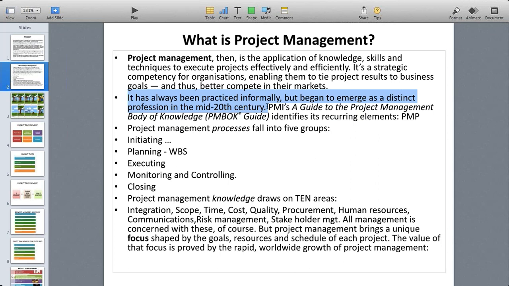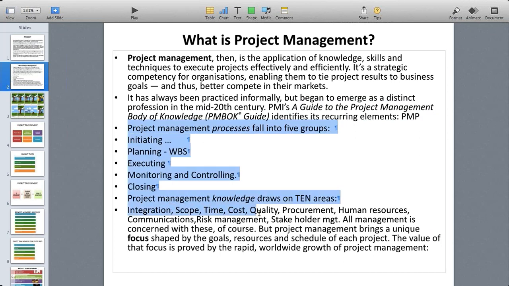So that's why PMI, the Project Management Institute, introduced a course known as PMP, Project Management Professional, and a book known as PMBOK, the Project Management Body of Knowledge. PMP is a certification for project managers. This body of knowledge has knowledge areas and five groups, which I have highlighted.